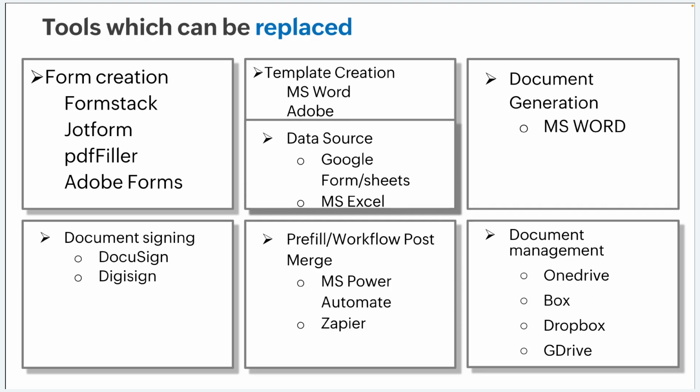And for document signing, you might be using DocuSign, DigiSign. Whereas in Writer, it's not required. So we have a native integration with Zoho Sign. So that's a built-in feature. You can simply add in signer fields and send out the documents for getting signatures.